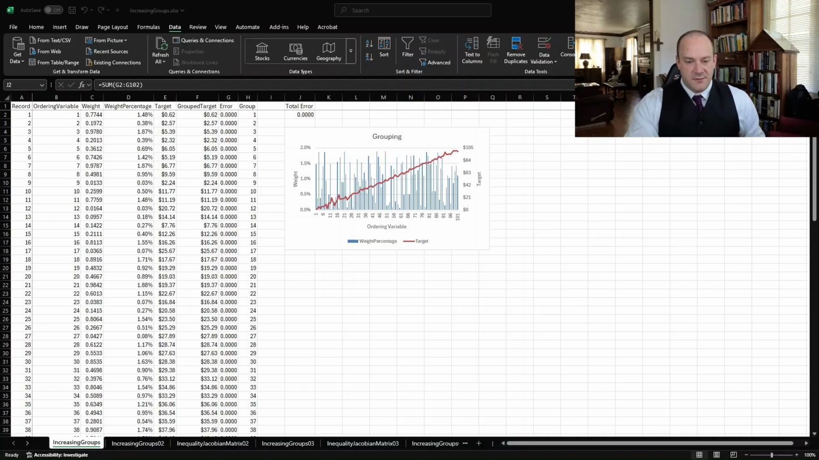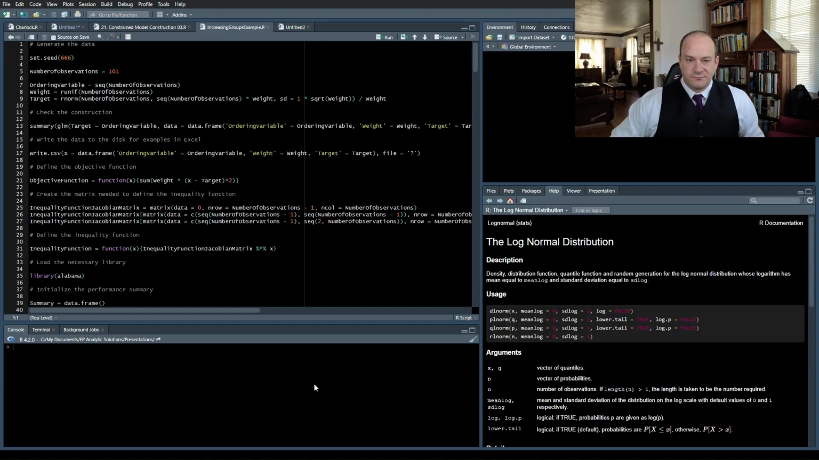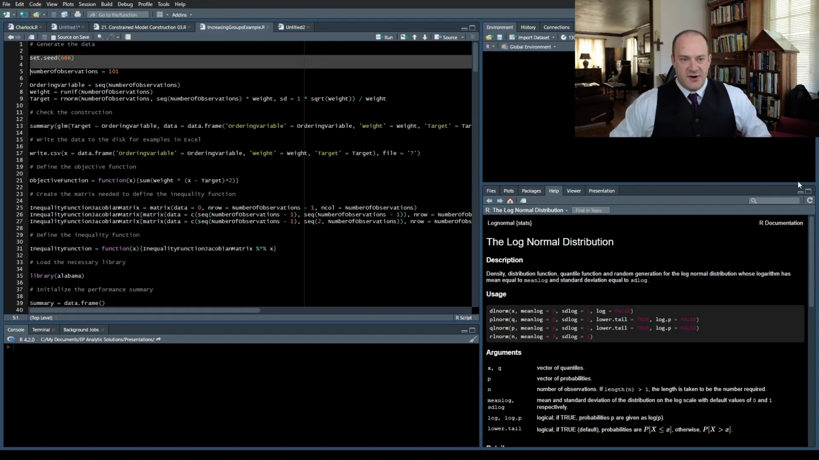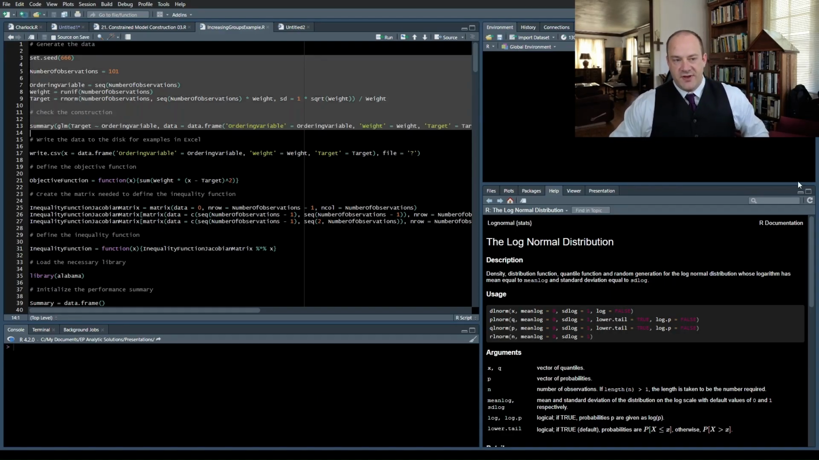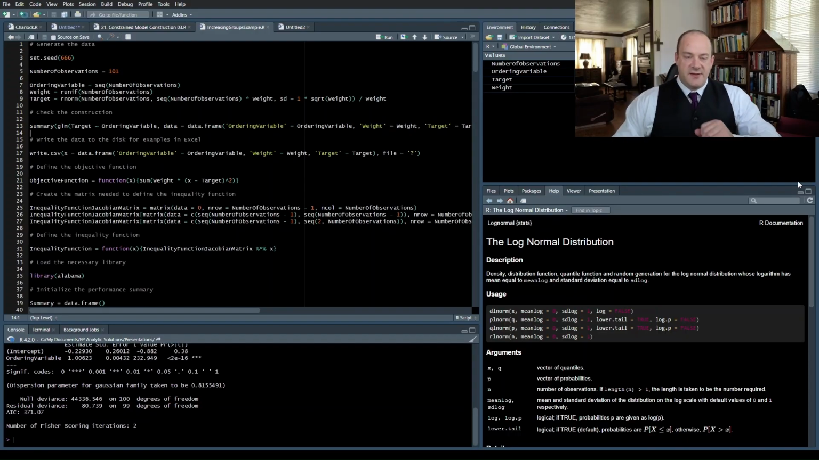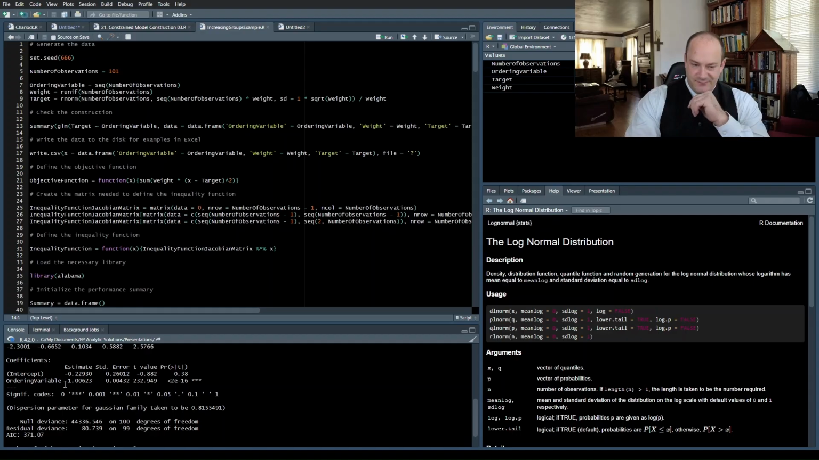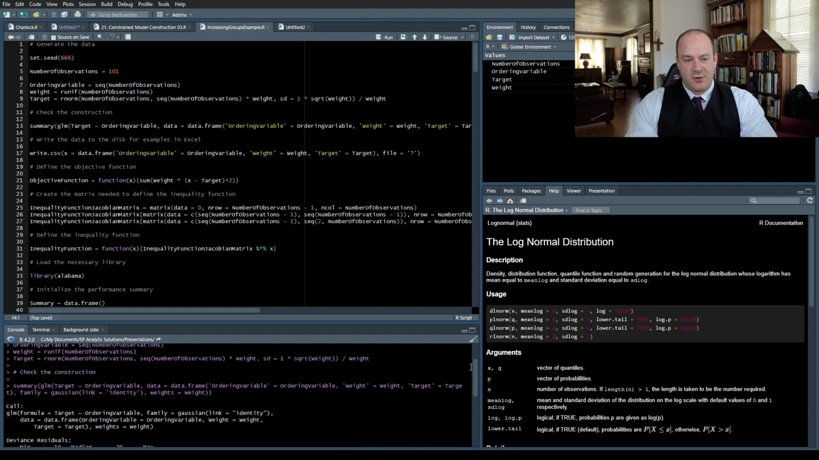So here we go. So now we're in our good friend R. So the first thing that we do is we create the sample data set. We check the creation. Yep. The ordering variable is going up the way it should be. So that's good. That makes us feel good that we created that correctly.